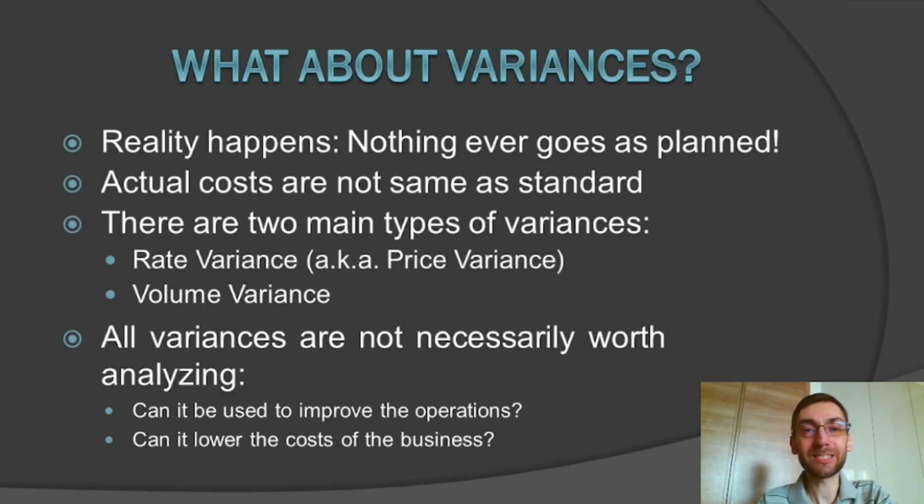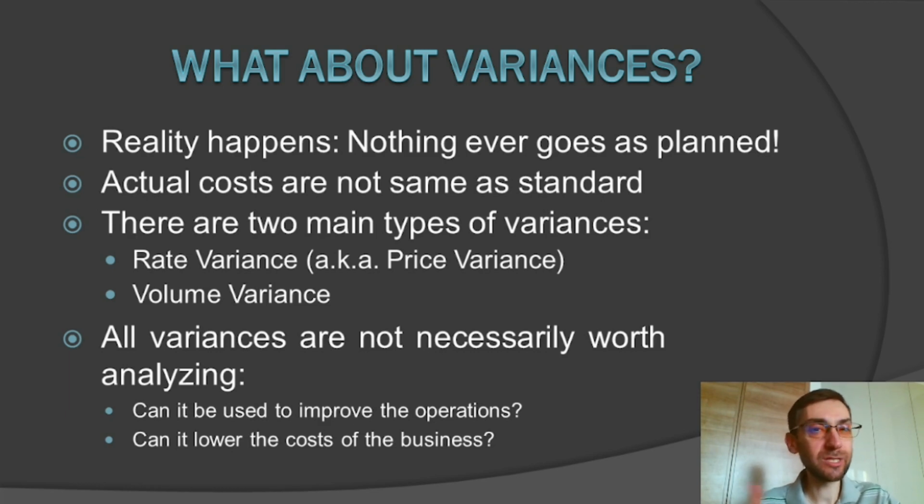What about the variances? Yes, I mentioned this word several times. The variances, in fact, are when reality happens to you, because nothing ever goes as planned, right? No matter how good your plan is and no matter how many resources you use to do a big beautiful budget, your actual cost will never be 100% the same as your target, right? So you basically have two types of variances. You have what we call the rate variance, and don't worry, I will give an example very soon. And you have the volume variance. So rate variance, also called price variance, and volume variance.